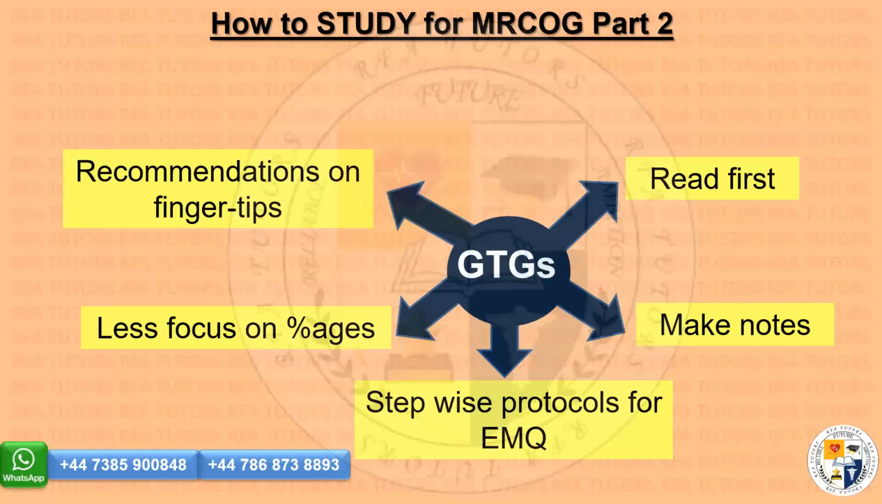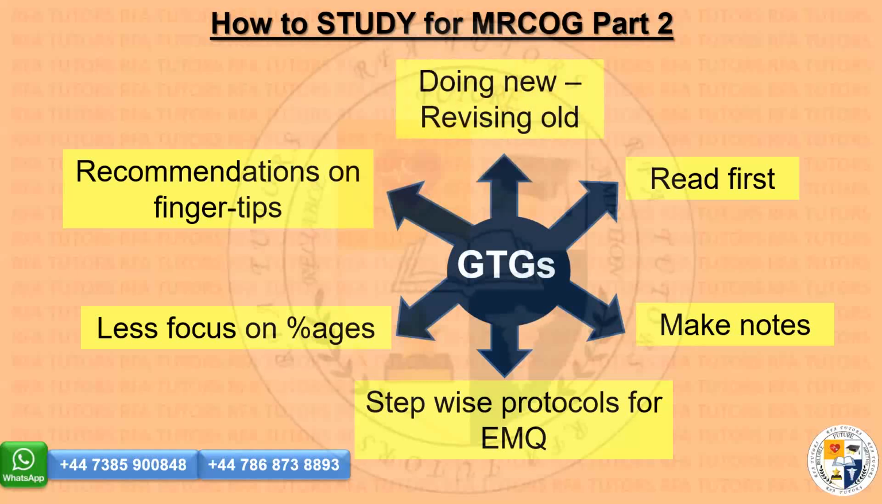So the Green Top Guideline recommendations should be on your fingertips, answering any question. You should tell me immediately, yes, ma'am, Green Top Guideline number 5 says this. Green Top Guideline 37A says this, 37B says this. Green Top Guideline has to be on our spinal reflex.